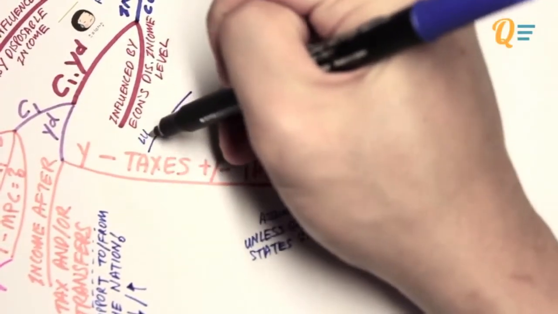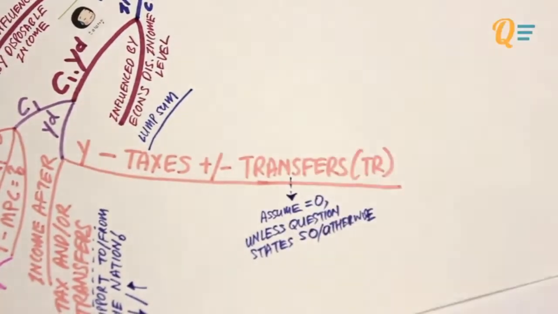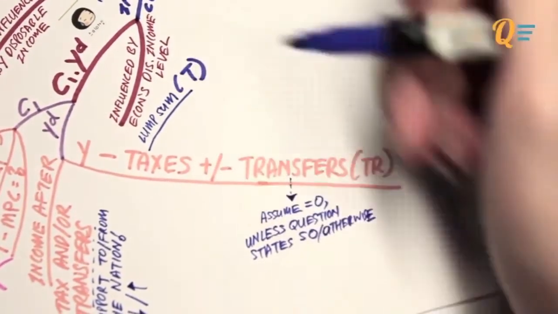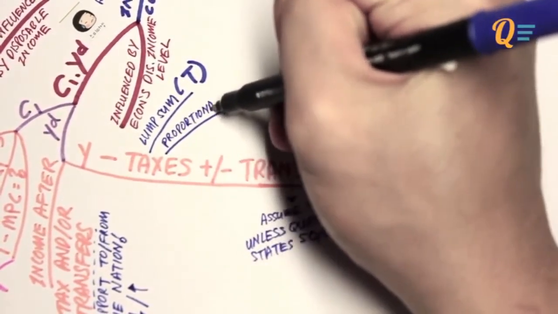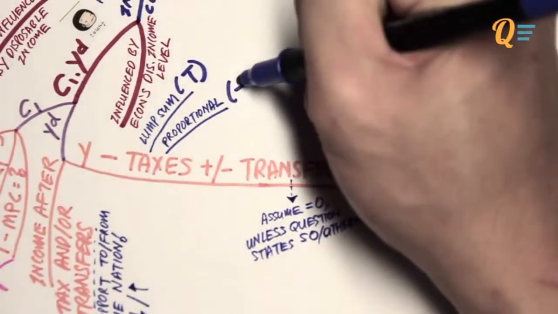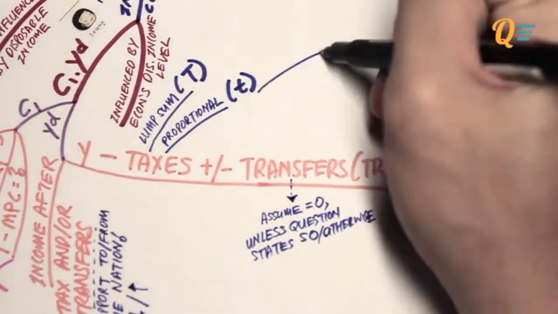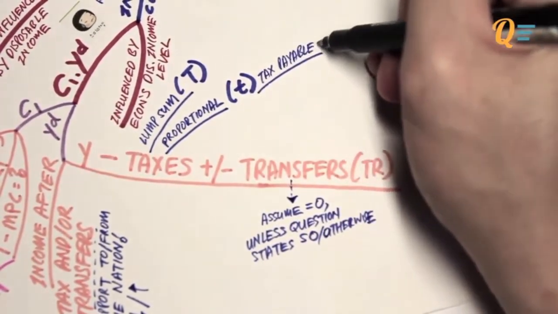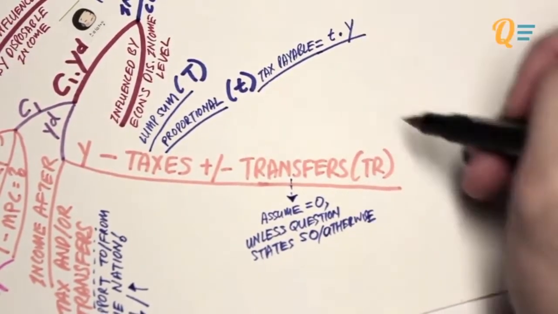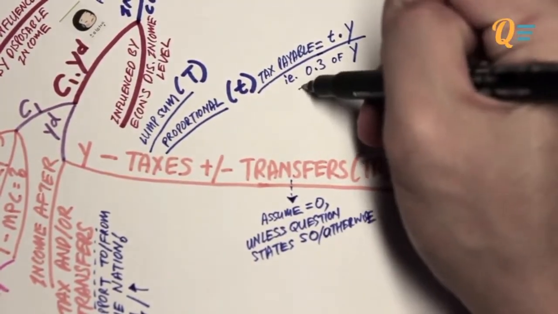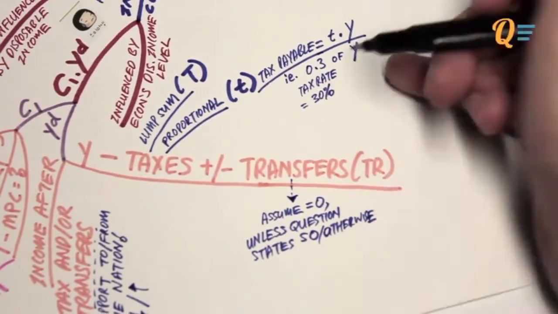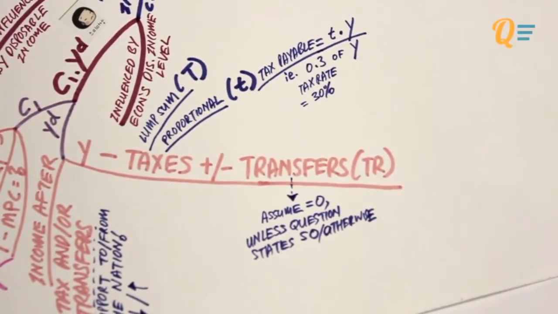Now, taxes can be in the form of a lump sum. If it's a lump sum, we denote this tax as a capital T. And it can also be in the form of a proportional tax, which means a percentage of your income. So we're going to denote this as a small letter t. So the tax payable, if it's proportional, will be t multiplied by Y. For example, maybe 0.3 of your income. So this would be a tax rate of maybe 30%.